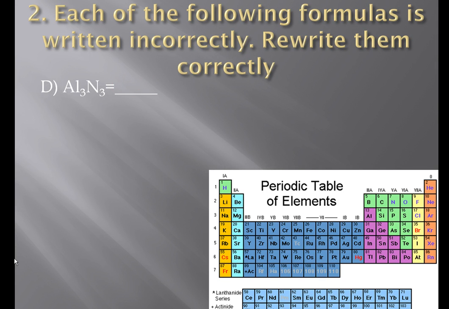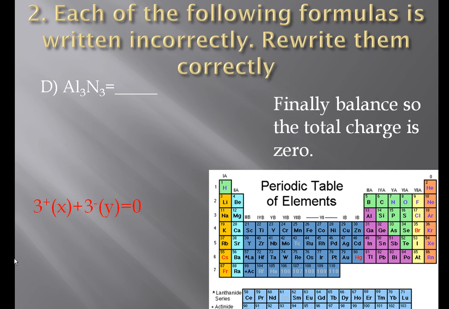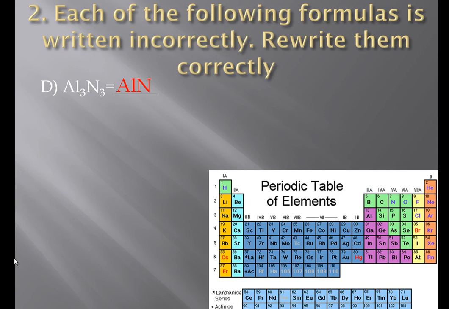Next we're going to look at this one. First we found the charge of N, which is 3 minus. Next we're going to find the charge of aluminum, which is 3 plus. And now we balance it out. And so it's 3 plus and 3 minus. We need 1 aluminum and 1 nitrogen. So I end up with AlN.